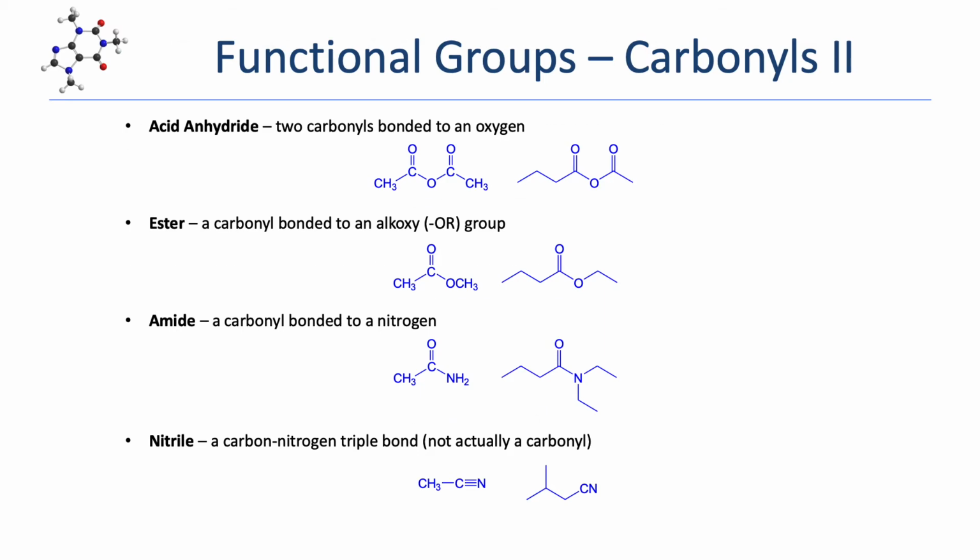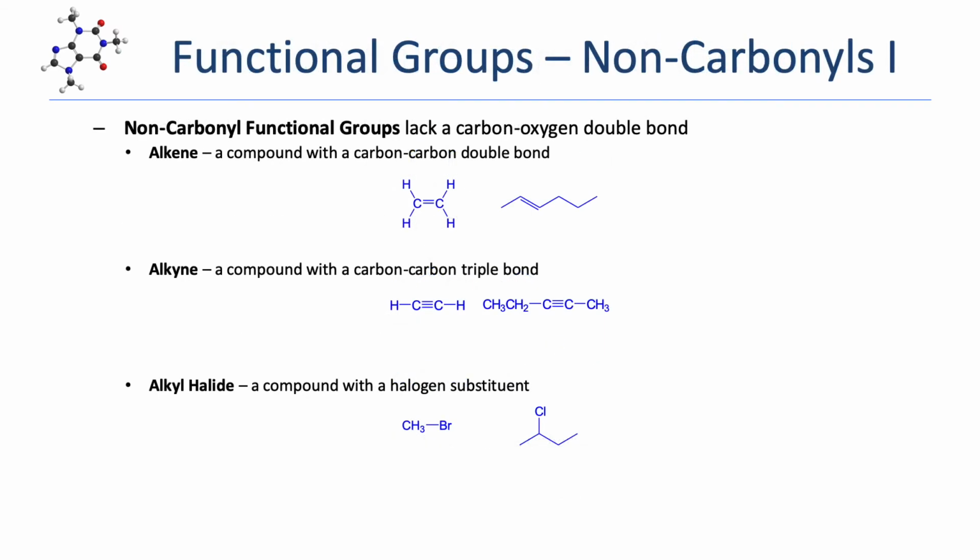That's really common, especially in skeletal structures, to just draw CN without the triple bond, but that triple bond is there. So then we have our non-carbonyl functional groups. Starting off with alkenes. Alkenes are just compounds that have a carbon-carbon double bond. So I've got a really simple example here drawn out as a Kekulé, or actually Lewis structure, and then another one as a skeletal structure. Then we've got alkynes. These are compounds with a carbon-carbon triple bond. Got a couple of examples here as well.